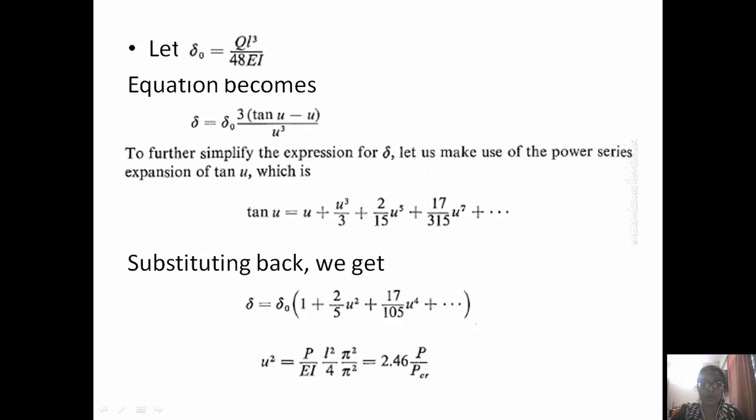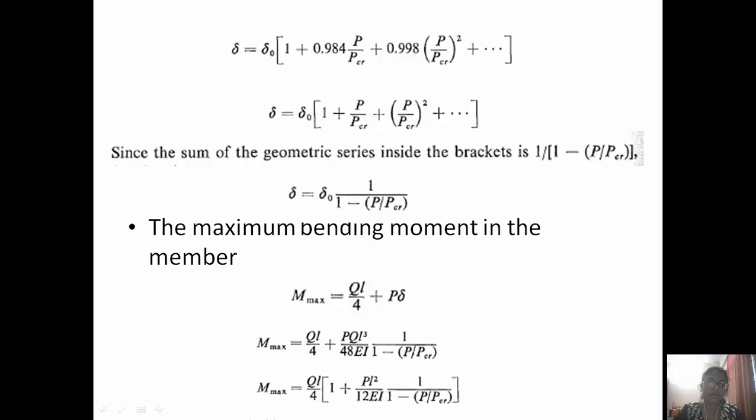To further simplify the expression for delta, let us make use of the power series expansion of tan u, which is tan u is equal to u plus u cube by 3 plus 2 by 15 u raised to 5 and goes on. Substituting back into the equation of delta, we obtain delta is equal to delta naught into 1 plus 2 by 5 into u square plus 17 by 105 into u raised to 4 plus and goes on, where u square is equal to P by EI L square pi square by 4 pi square, which can be solved and we obtain as 2.46 P by Pcr.